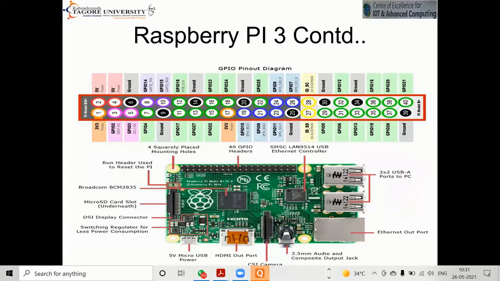This is the Raspberry Pi 3. This is the pin layout diagram. There are 40 pins here. In the 40 pins, there is the 5 volt pin here. This is the GPIO pin. There is also a 3.3 volt pin here.